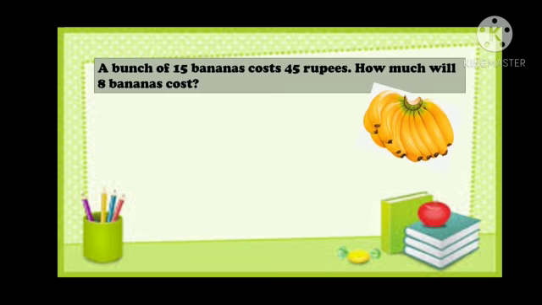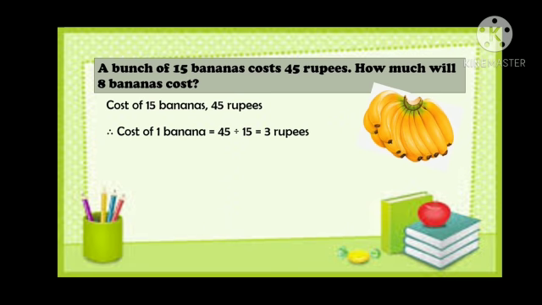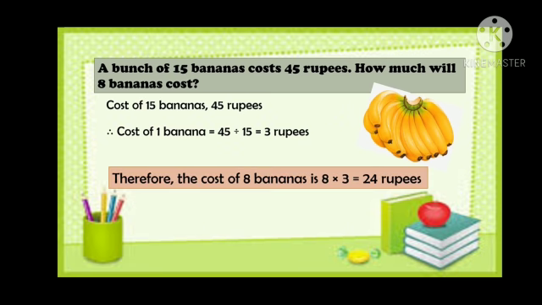A bunch of 15 bananas cost 45 rupees. How much will 8 bananas cost? Cost of 15 bananas is 45 rupees as per the given information. Therefore, cost of one banana is, we know how to find it out. We can perform the division, that is 45 divided by 15, which will give us 3 rupees. Therefore, the cost of 8 bananas is 8 into 3, which is equal to 24 rupees.